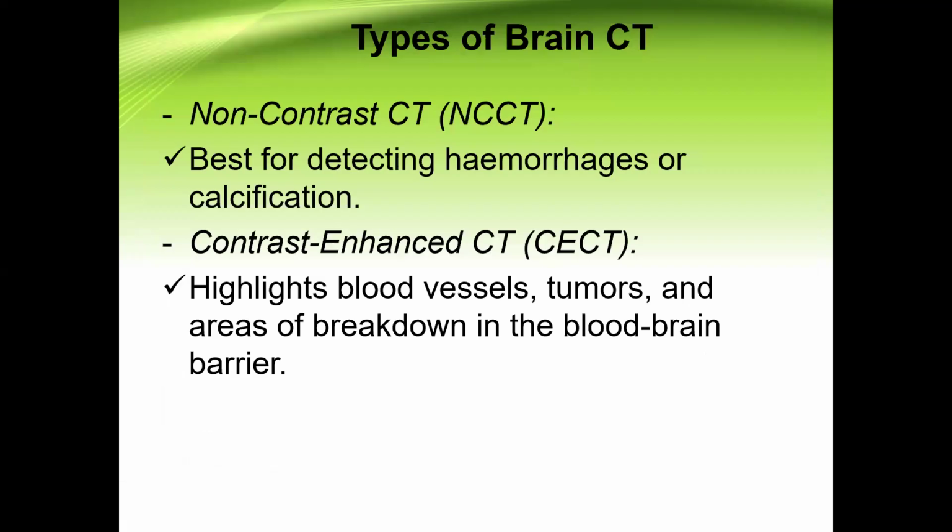So there are two types of brain CT that are commonly used in clinical settings. We have the non-contrast and the contrast enhanced CT. It's important for you to know which to order for your patient. The non-contrast CT is the commonly used one, especially in detecting hemorrhages, calcifications, and all that. While the contrast enhanced CT highlights blood tissues, vessels, tumors, and is usually useful to highlight these blood vessels.